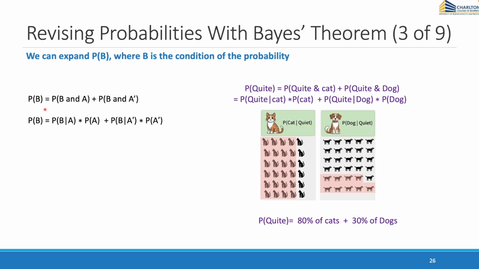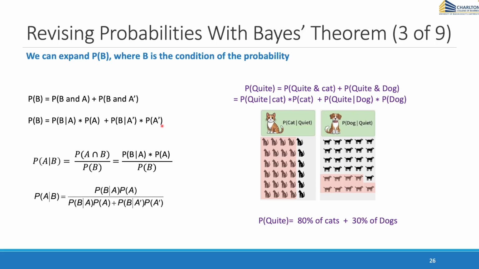So we can expand the probability of the condition by using the multiplication rule. Either it's quiet and cat, or it's quiet and dog. So we can substitute this expanded formulation in Bayes' theorem, the core function, and we get the expanded Bayes' theorem, where A prime is the complement of event A. So A is being a cat and A prime is being a dog. Only two different categories here.